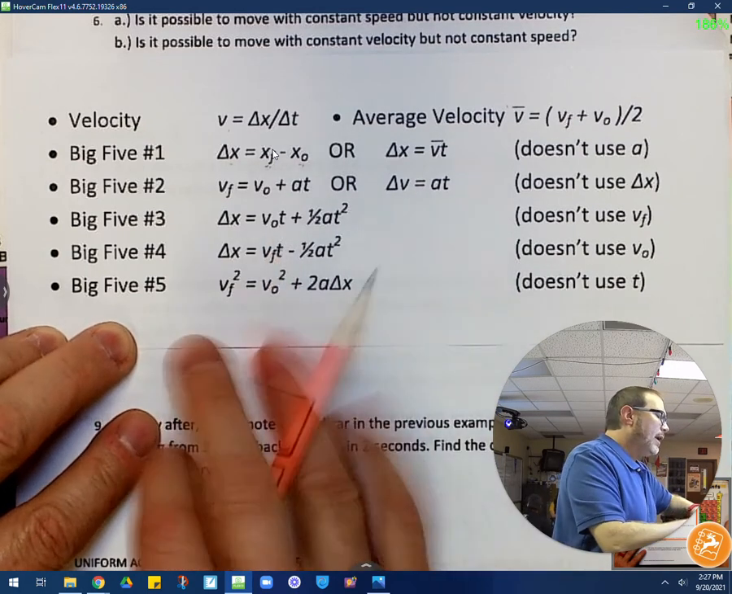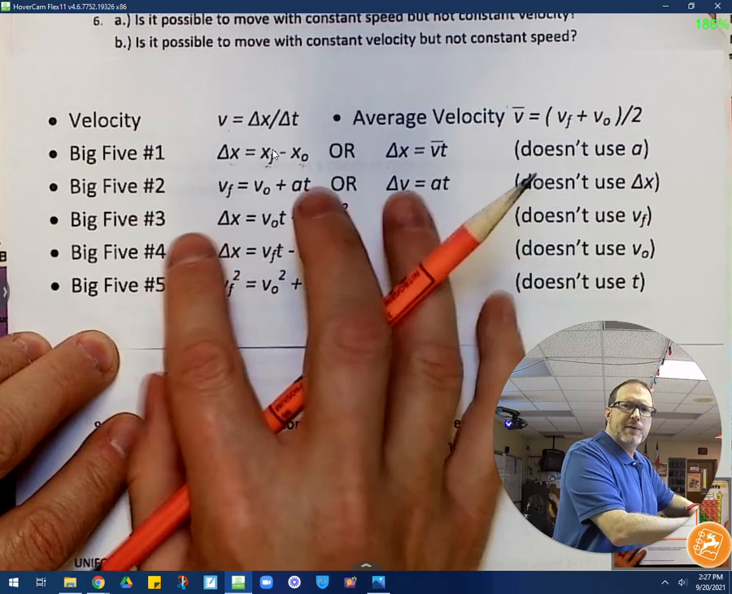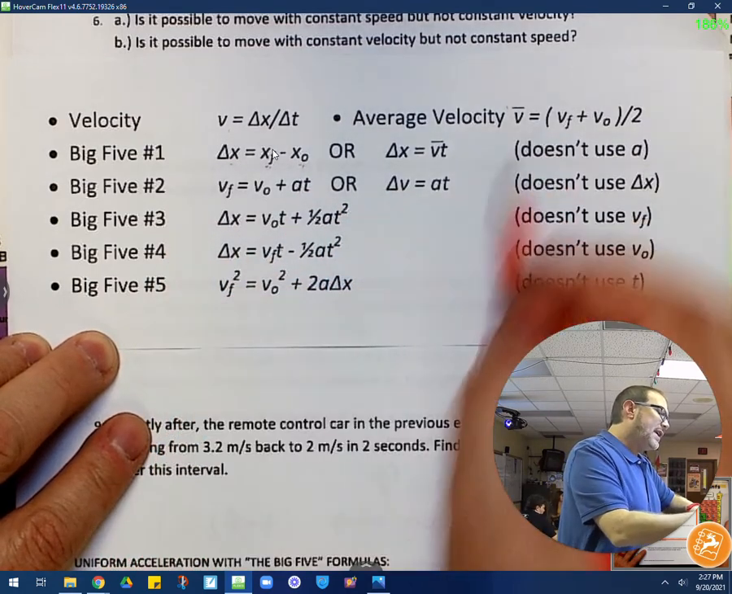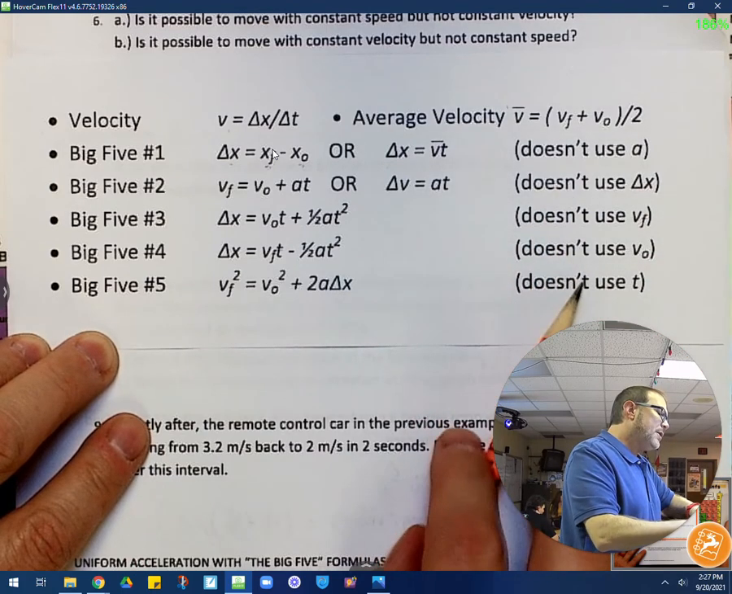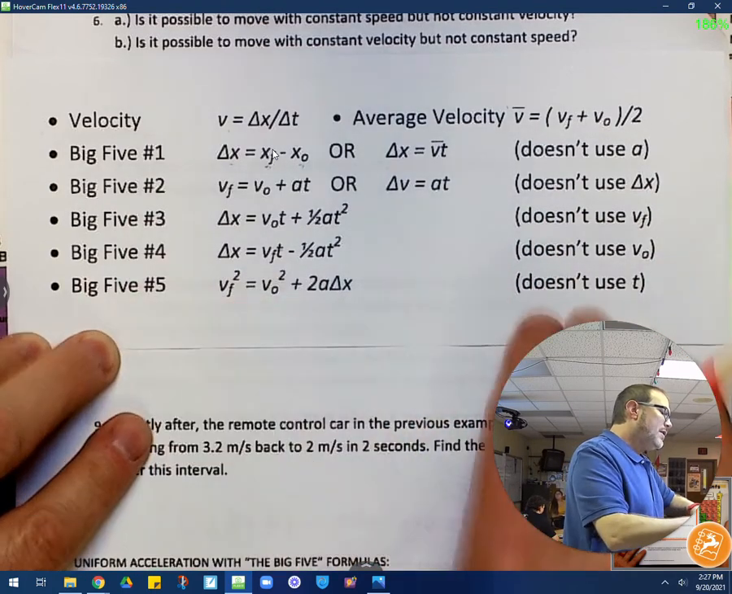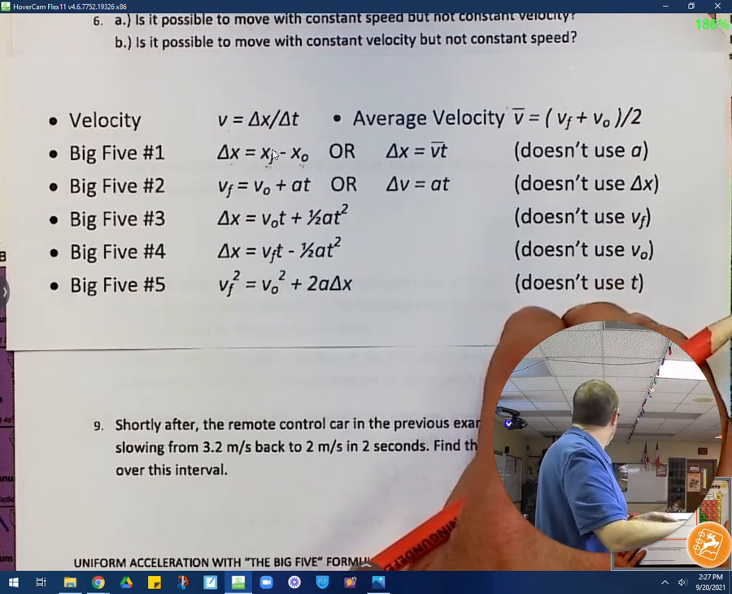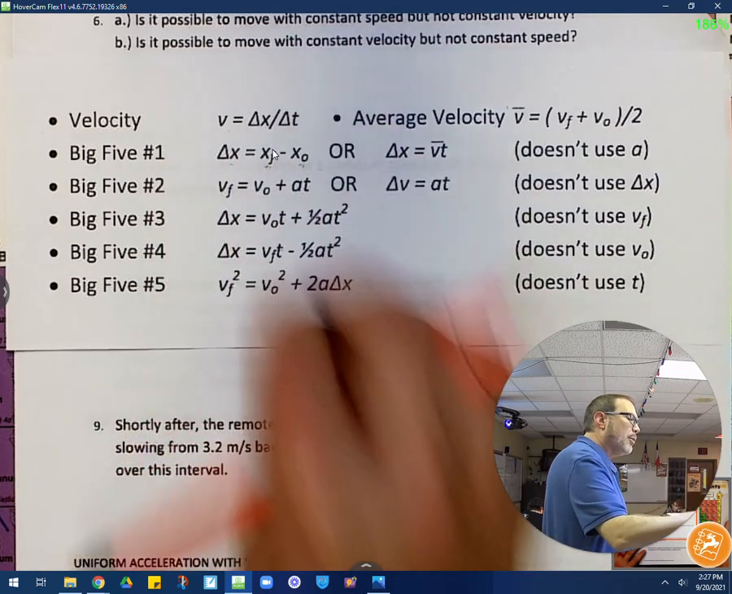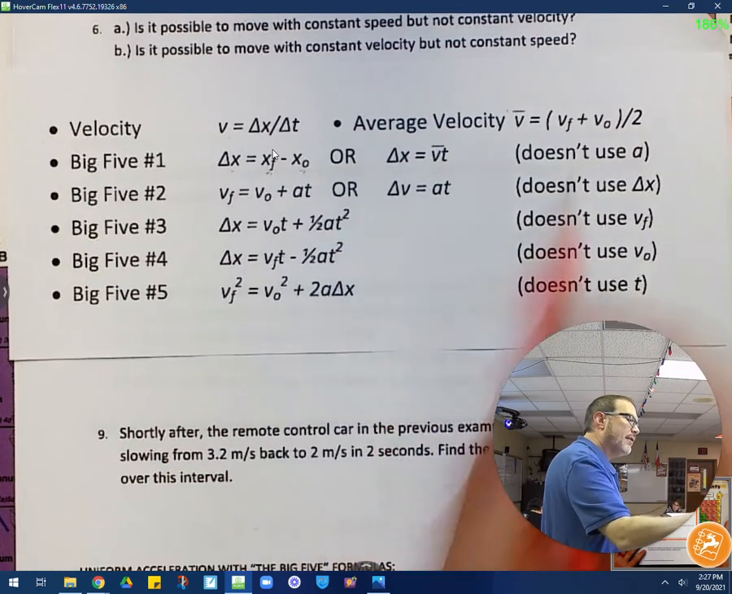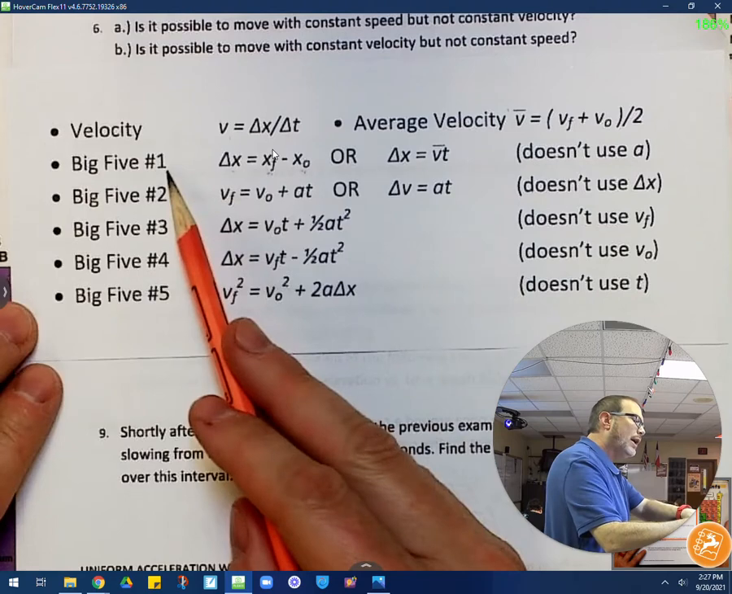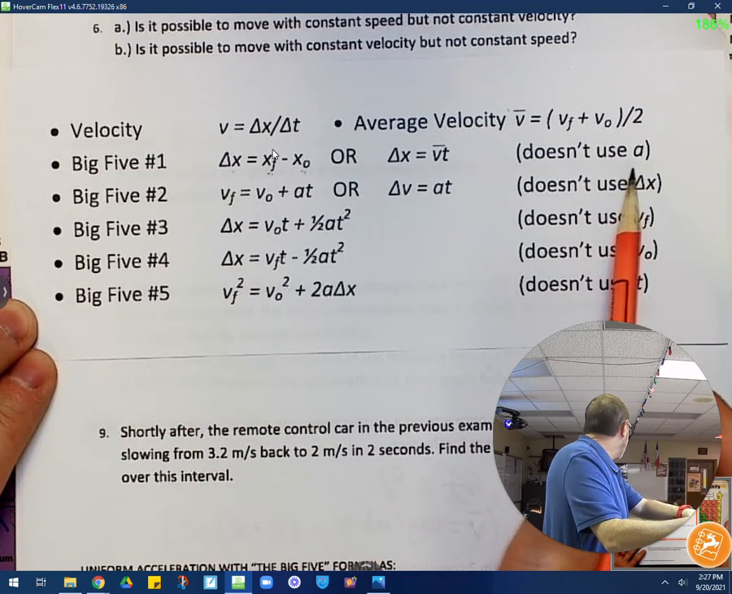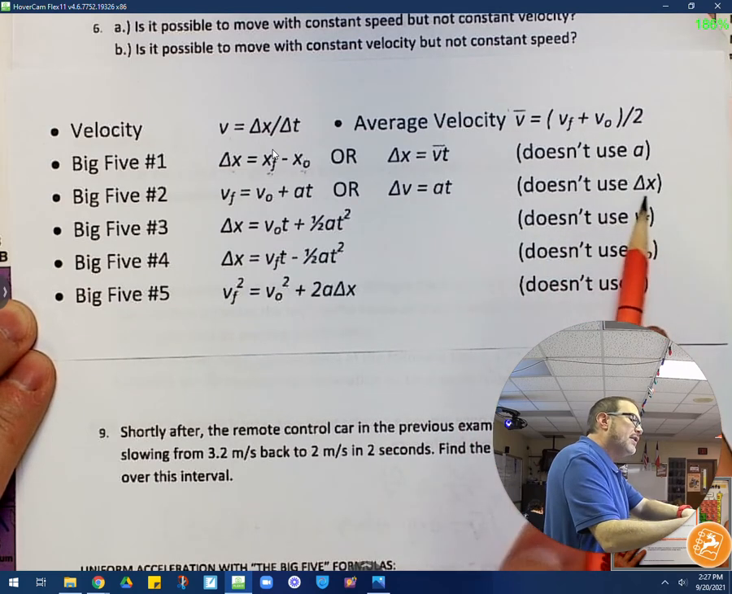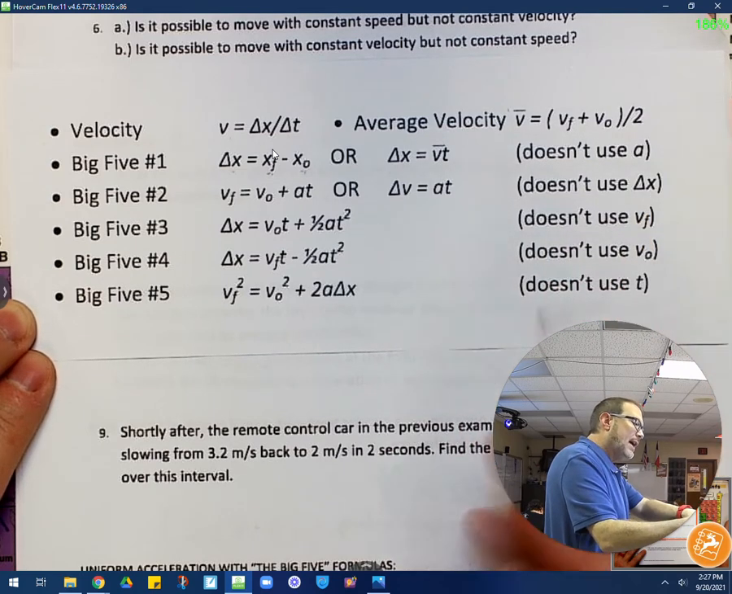So these right here are all different ways that these variables are related to each other. And out to the side here, this helps you figure out which of these Big Five formulas you can use in a given situation. Because you don't have to know every variable in order to make these work. In fact, for each one of these, like Big Five number 1, you don't have to know your rate of acceleration. You just have to know that acceleration is constant. For Big Five number 2, you don't have to know displacement, and so on and so forth.